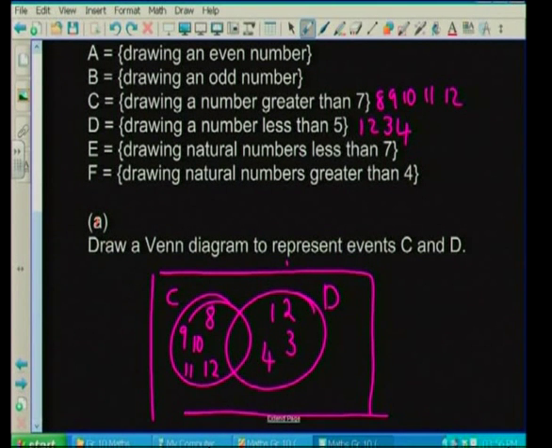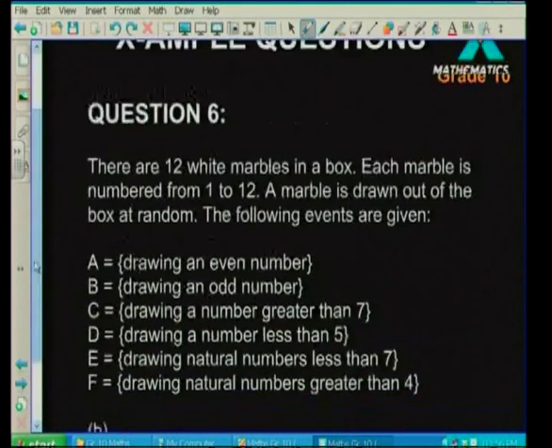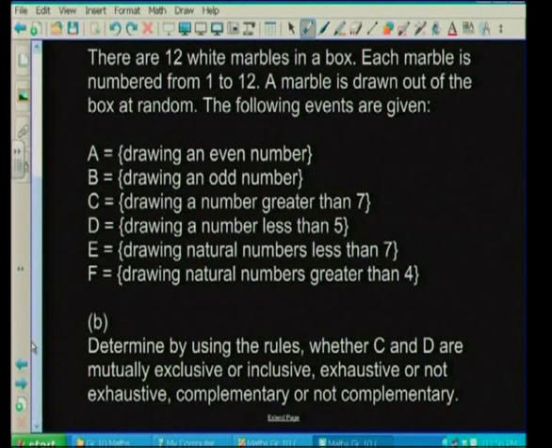Now, guys, we have to remember that we are dealing with all of the numbers from 1 to 12. So we've got to make sure that we account for all of them. So I've got 1, 2, 3, and 4. I don't have 5, 6, and 7. So they are going to have to be outside my two circles, but still within my rectangle. So there is my Venn diagram to represent the events C and D.